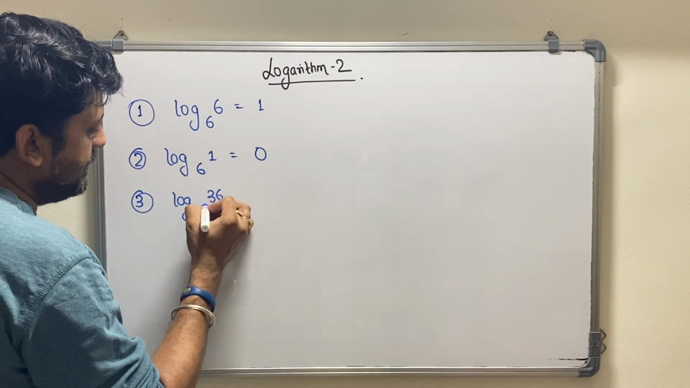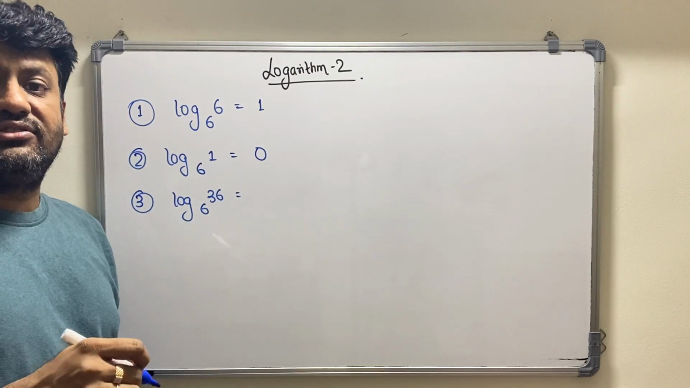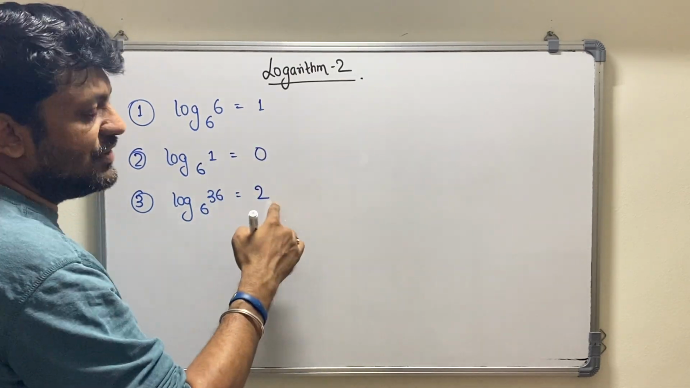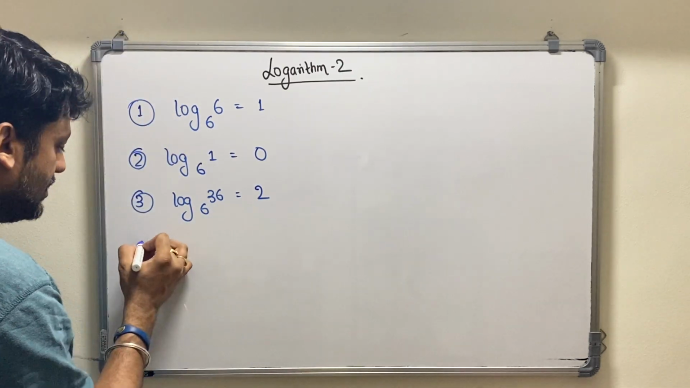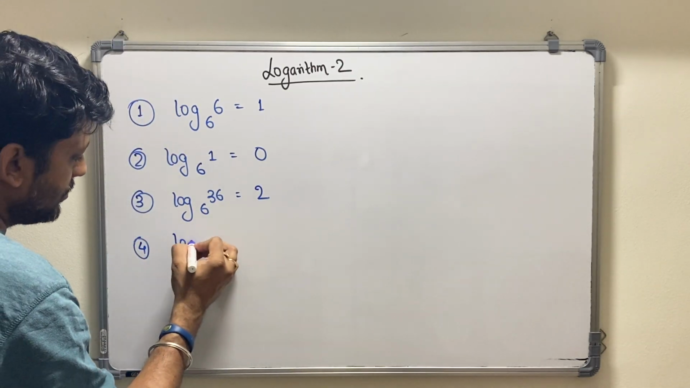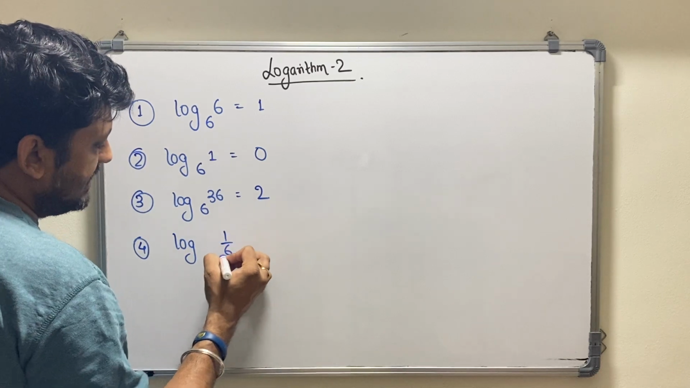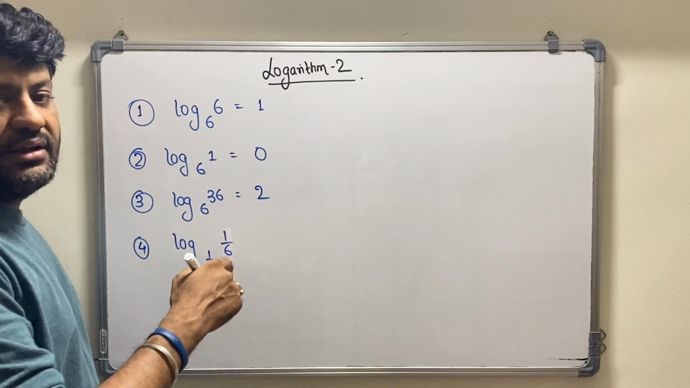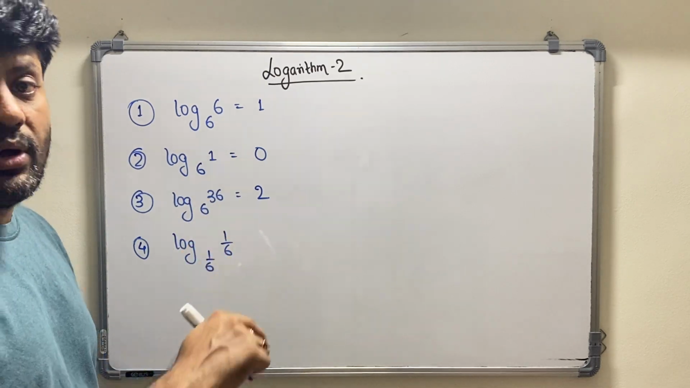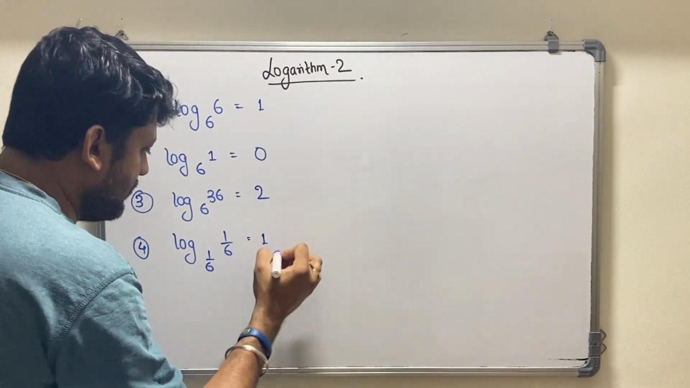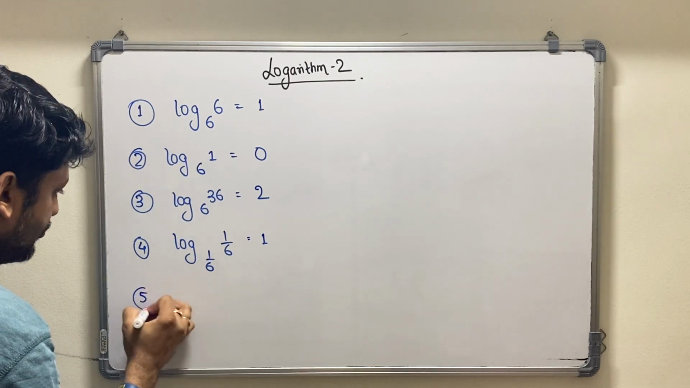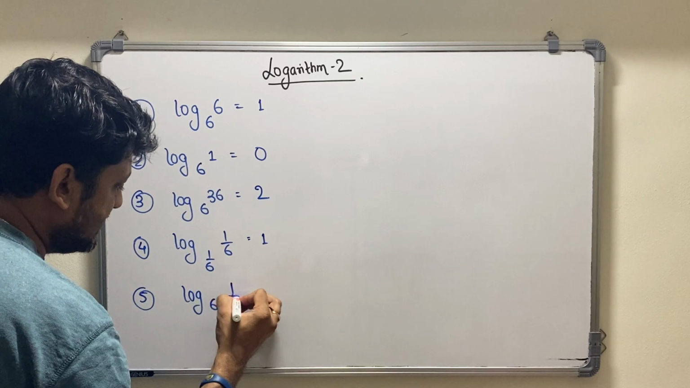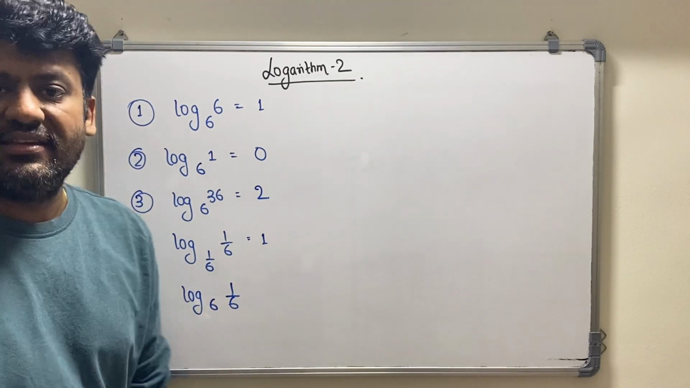Log 36 base 6. So 6 to the power 2 is 36, since 6 into 6 is 36. So here the answer will always be in degrees. Fourth question: log 1 by 6 base 1 by 6. You know that both are similar terms. So 1 by 6 to the power how much will be 1 by 6? It will be 1 back again. Very good. Fifth question: log 1 by 6 base 6.